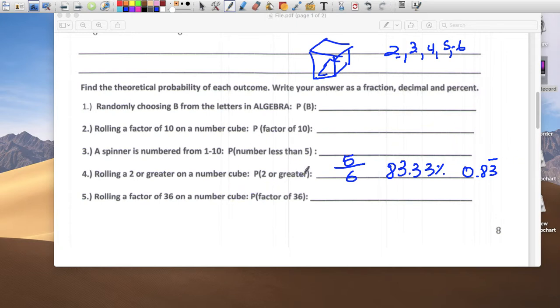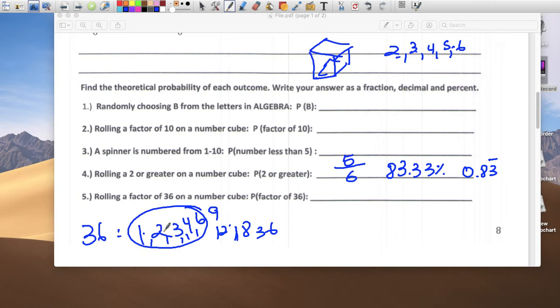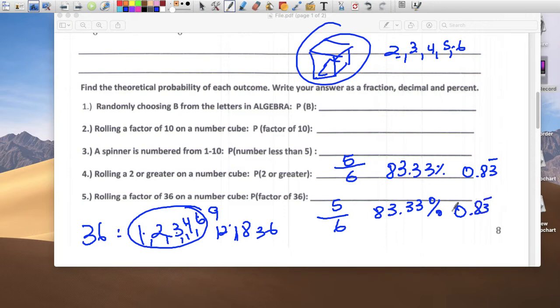Rolling a factor of 36. What's with all these factors? On a number cube. So again, we're talking about a number cube. Factors of 36. 1, 36, 2, and 18. Yeah. 3 and 12. 4, 9, 5, no, and then 6. So 1, 2, 3, 4, 6. So we have 1, 2, 3, 4, 5 numbers on a cube, right? There's the 1, there's a 2, a 3, a 4, and 6. So it's 5 numbers out of 6. So this is also going to be 83.33%, or 0.83.